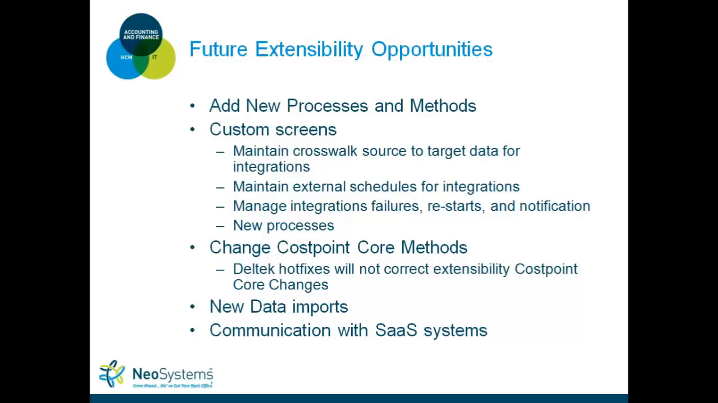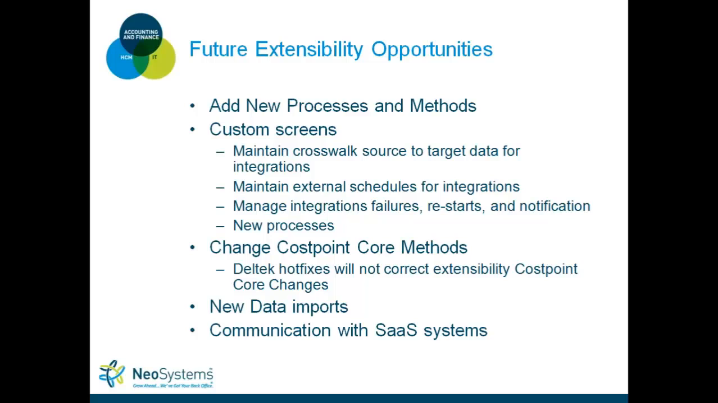Some of the future extensibility opportunities, the doors are going to open. 7.1 on the roadmap has us being able to add new processes and methods. This is great because we're able to go ahead and physically add code that's going to execute, that may call another set of code, and be able to make this more robust. We can add custom screens into there.